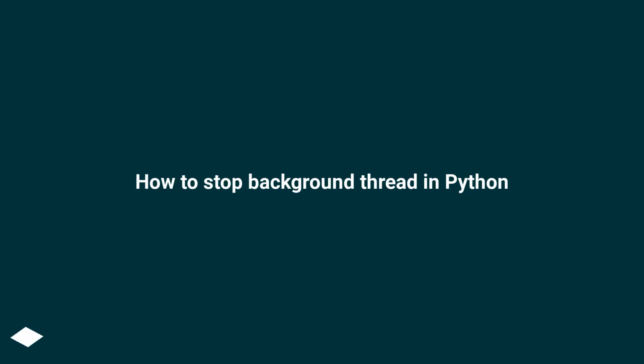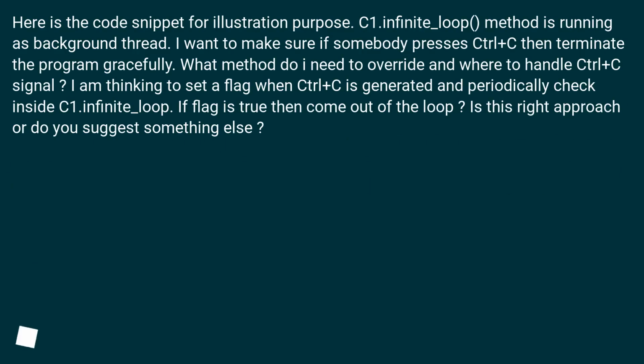How to stop background thread in Python. Here is the code snippet for illustration purpose. C1.infinite_loop method is running as background thread.